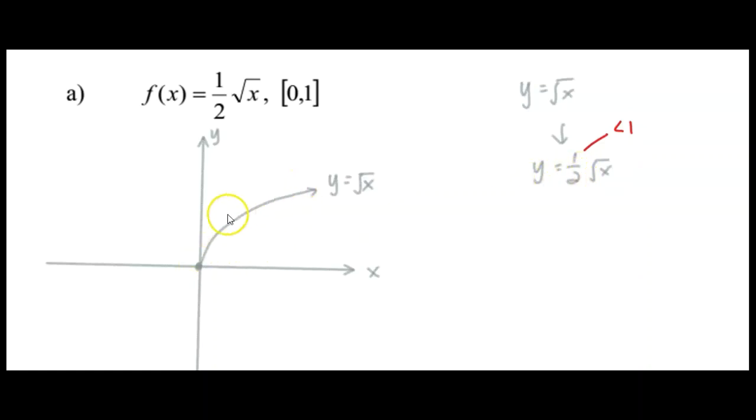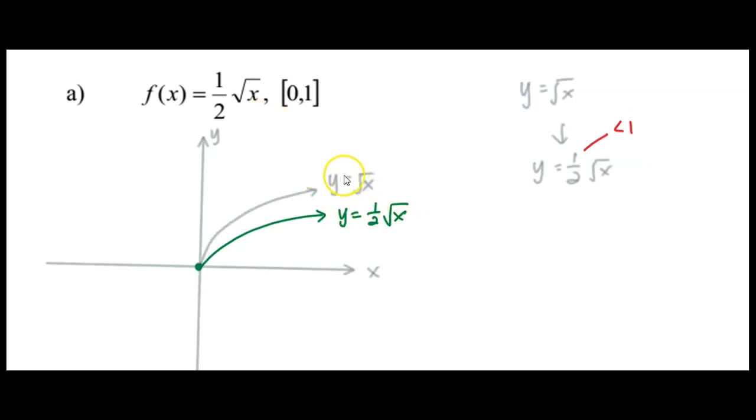The graph will have the same shape as the basic function, but it will be less steep compared to the basic function. It will look like this. It still passes through the origin 0, 0, but you can see that the gradient at every point will be a little bit less compared to y equals square root of x. So now you can label this as y equals 1 over 2 square root of x.